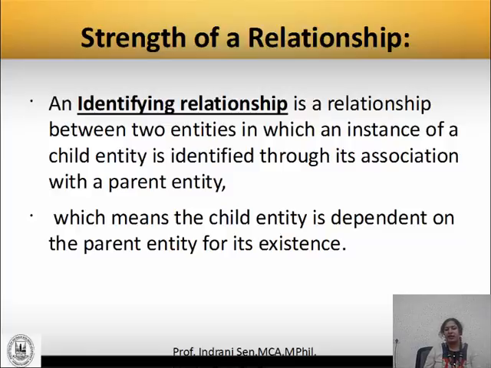To summarize, an identifying relationship is a relationship between two entities in which an instance of a child entity is identified through its association with a parent entity, which means a child entity is dependent on the parent entity for its existence. For example, we talk about a department and a company. A department cannot exist without a company.